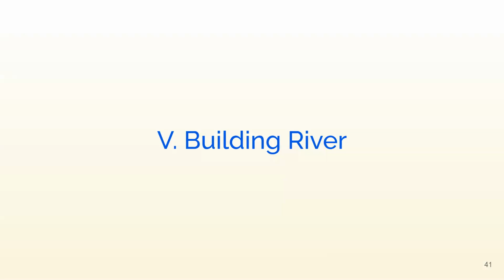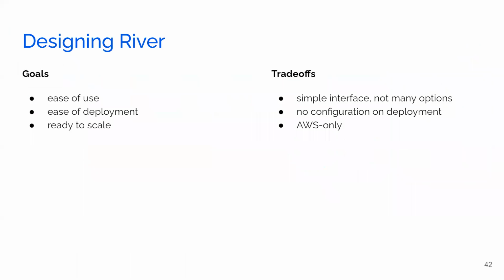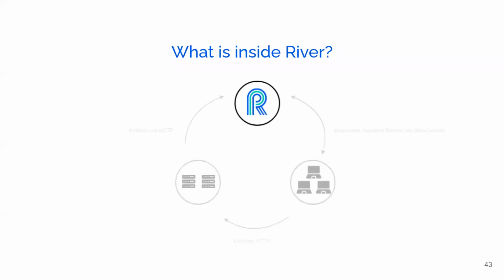Now let's talk a little bit about how we built and designed River. When designing River, we had a few goals in mind. We wanted it to be easy to use, easy to deploy, and ready to scale. To achieve these goals, we had to make a few trade-offs. First, River has a simple interface and not many features or options. And when River is deployed, there's no configuration. Finally, it deploys on Amazon Web Services only.